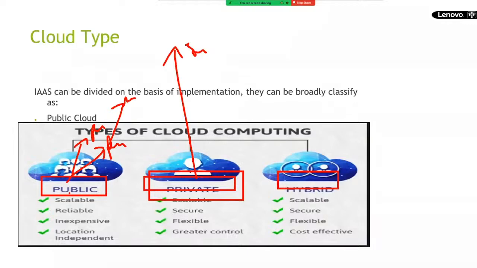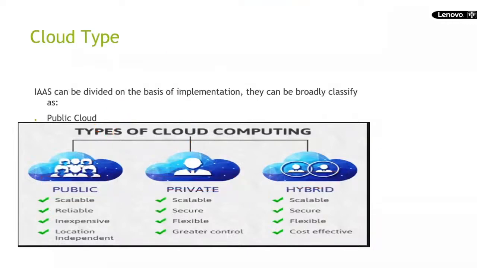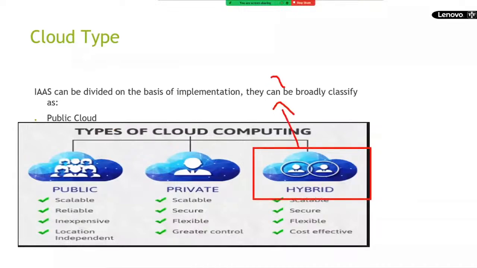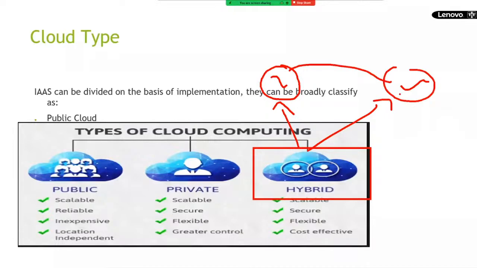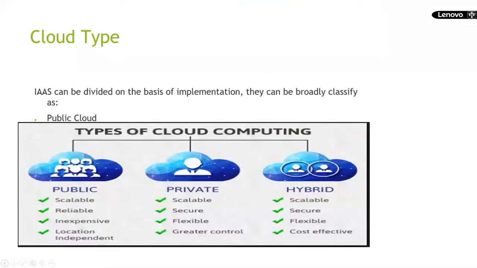Hybrid is quite a common keyword nowadays. Hybrid model: 2 days work from home, 3 days work from office. The combination of office plus home is called hybrid. In the same way, the combination of public plus private cloud is called hybrid cloud. A few applications run in public and a few run in private. If we establish communication between them, that is what hybrid cloud is.